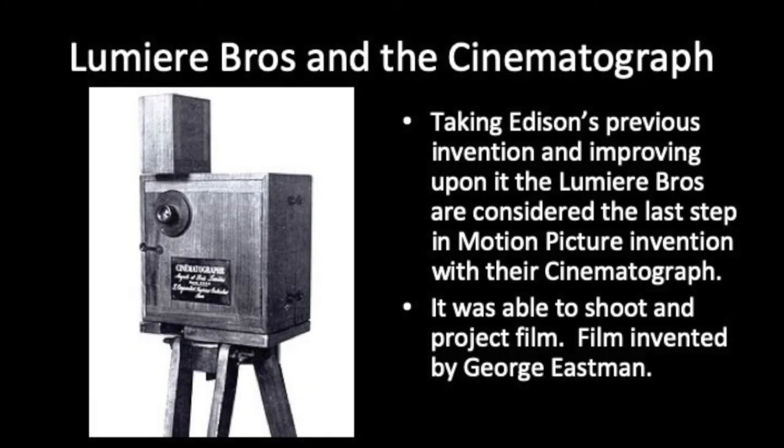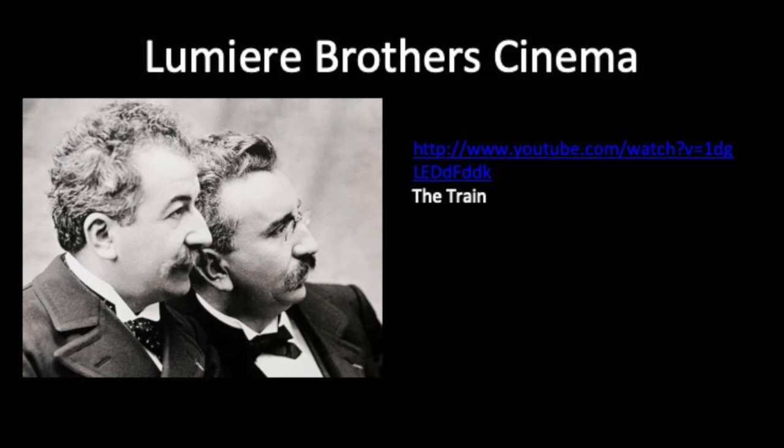Taking Edison's previous invention and improving upon it, the Lumiere brothers are considered the last step in the motion picture invention with their cinematograph. It was actually able to shoot and project film. The film was actually invented by George Eastman. The Lumiere brothers went on to do many things with the first sets of films. Their most famous film is called The Train, which, when projected, scared the audience into thinking that the train was coming through the screen.